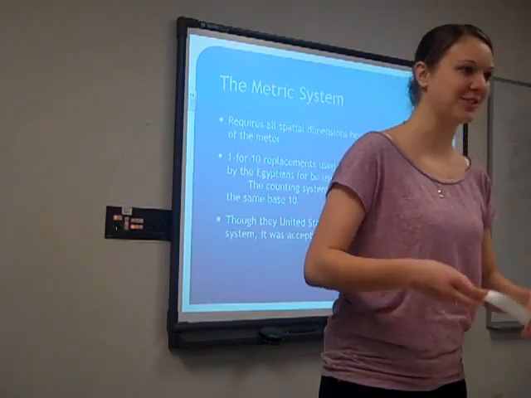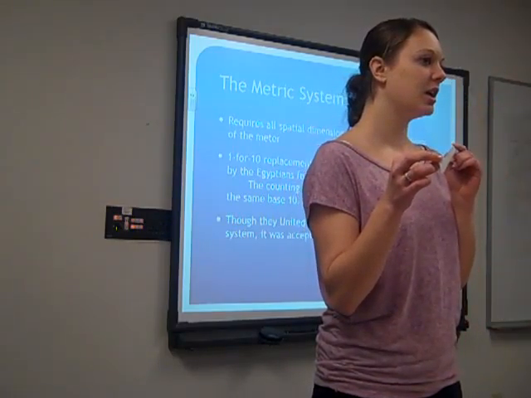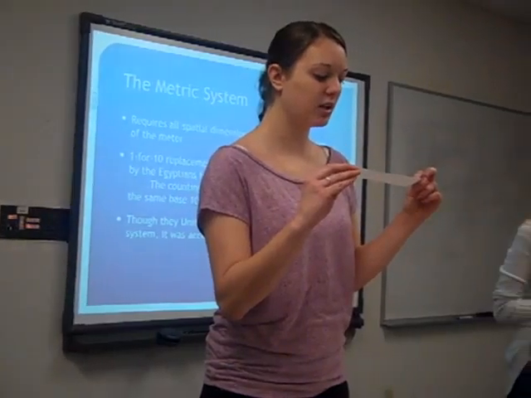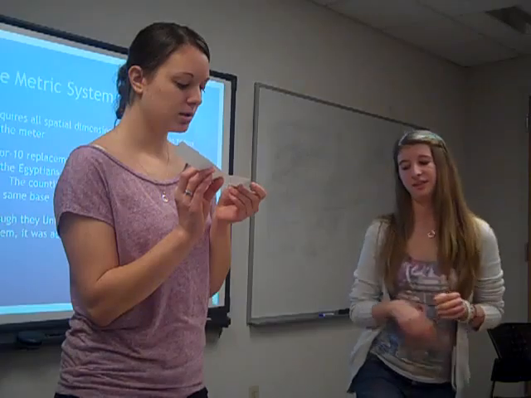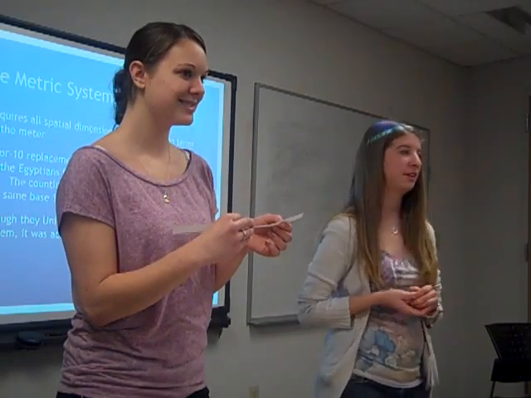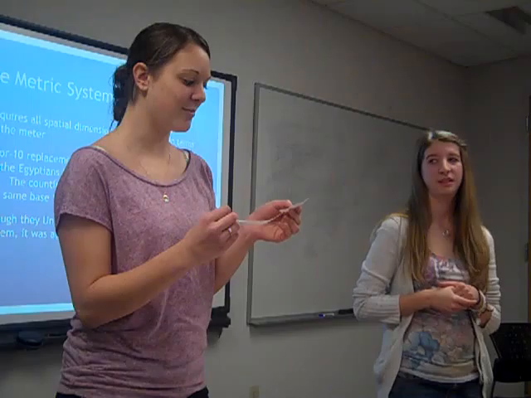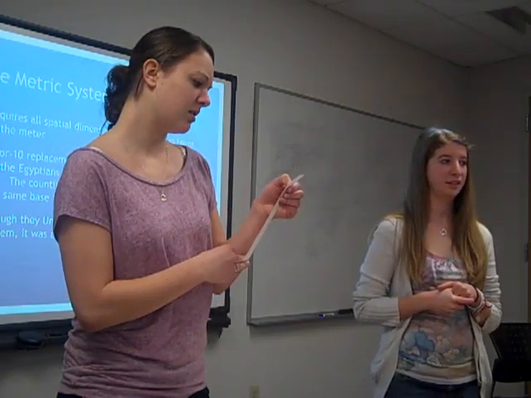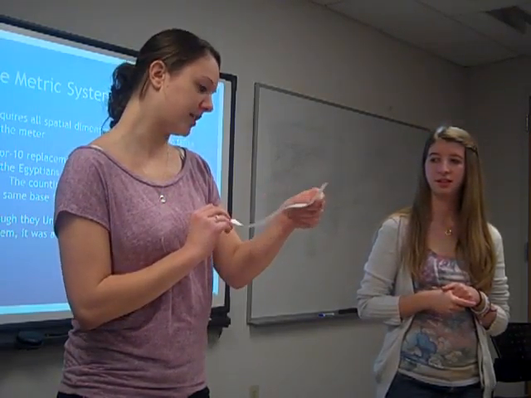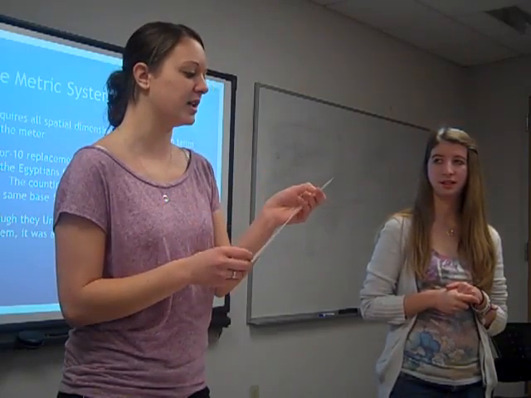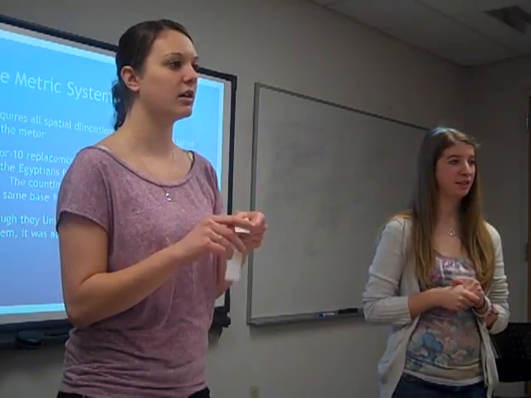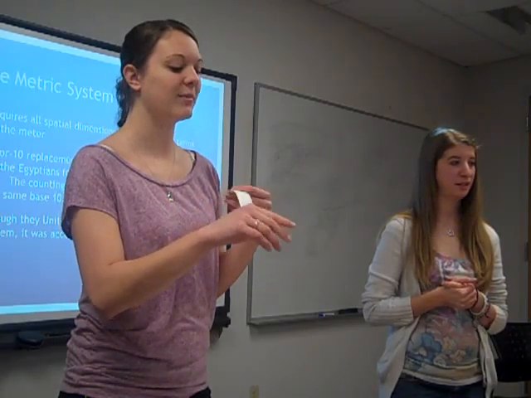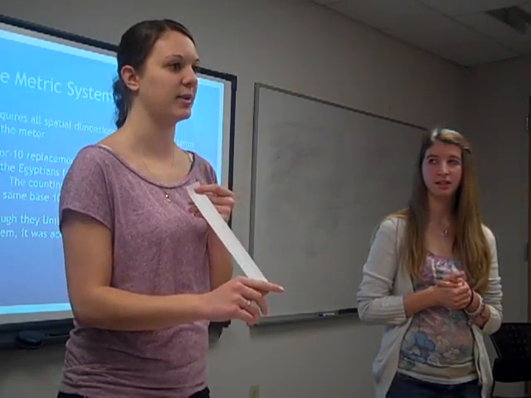So if you look at your metric ruler, it has centimeters and millimeters. Do you notice anything about it? The lines are smaller and a lot closer together. What else? There are 10 millimeters in every centimeter. Sorry, I was looking at the centimeters. There are 10 millimeters in every centimeter. The metric system has a base of 10, so everything's divisible by 10.